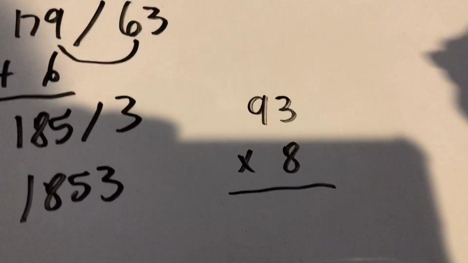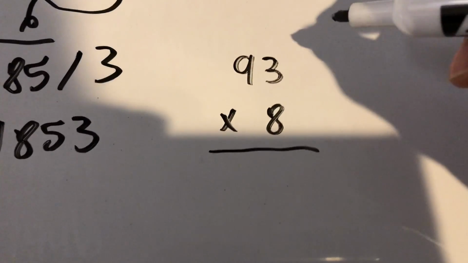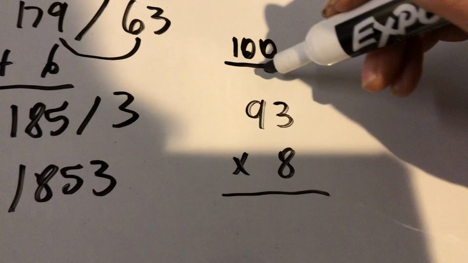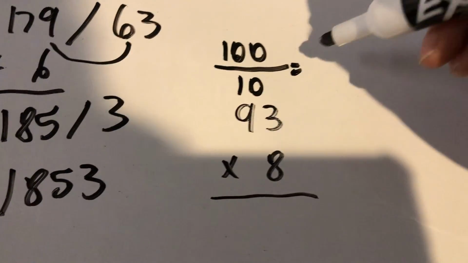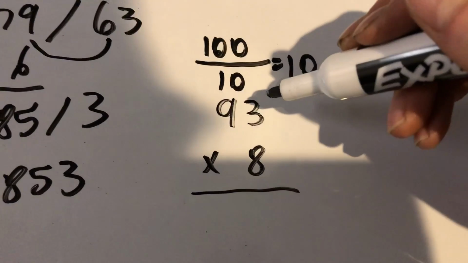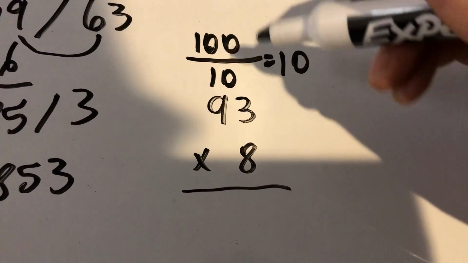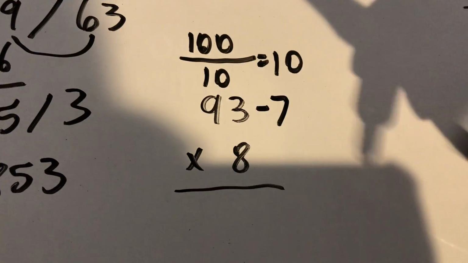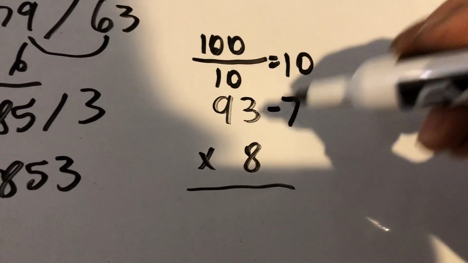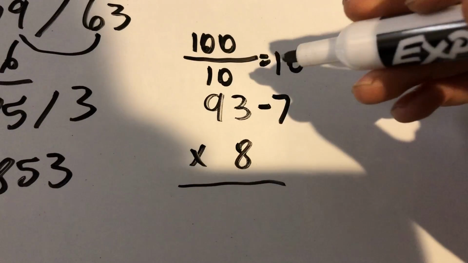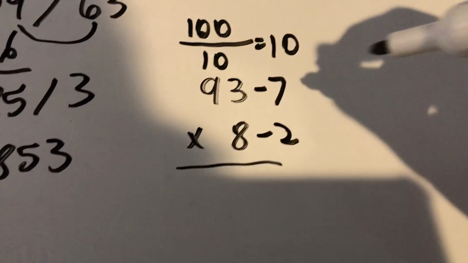All right, next one, 93 times 8. We're going to make this 100 as the working base, 10 as the actual base, which equals 10 as our aspect ratio. So as you can see, 93 is below the working base of 100 by 7. So we're going to write negative 7 across. 8 is below the actual base of 10 by 2, because 10 minus 8 equals 2. So we're going to minus 2 right here.